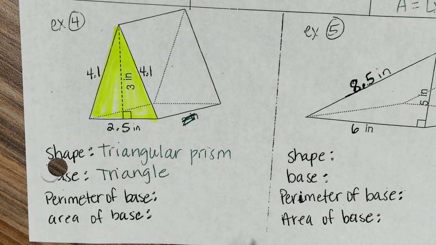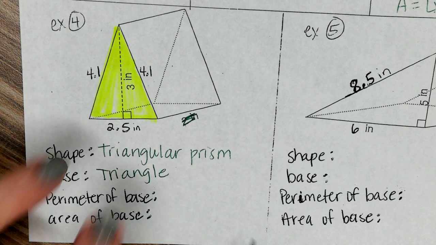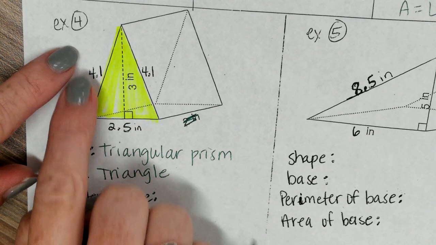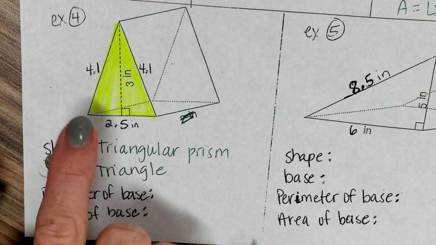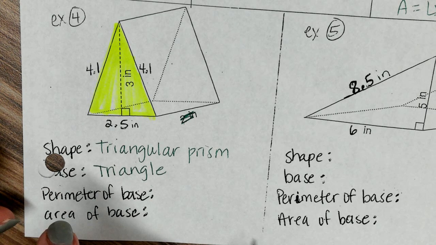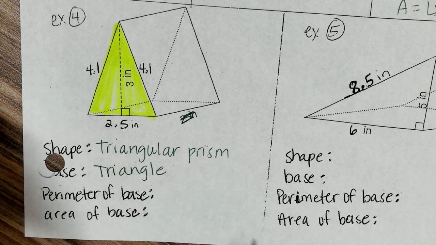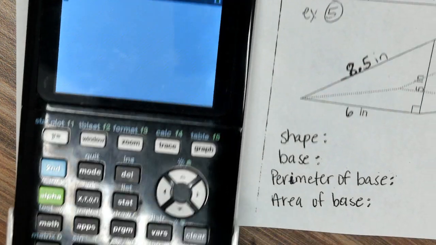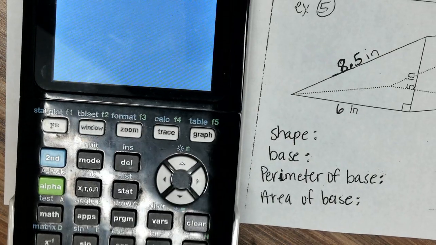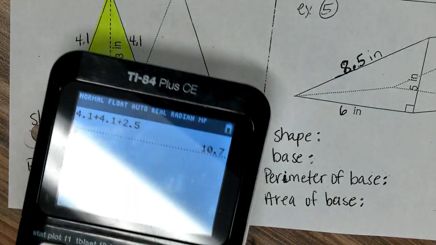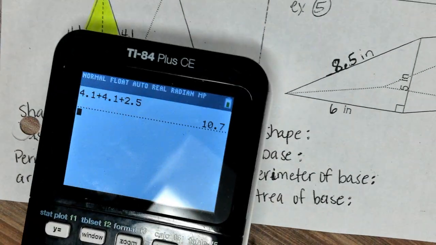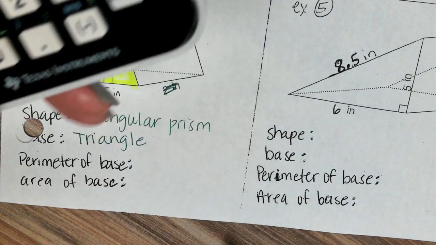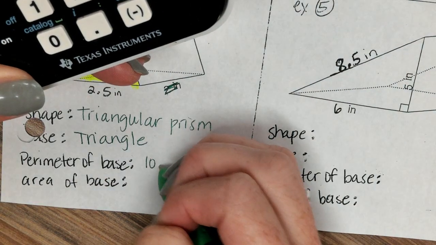All right, how do you find perimeter of anything? Add all the sides. What 3 numbers are the sides of this triangle? 4.1, 2.5, and 4.1. So I'm going to add those. Did y'all get 10.7? That is the perimeter of the base.